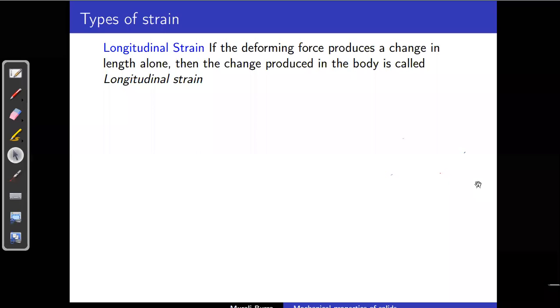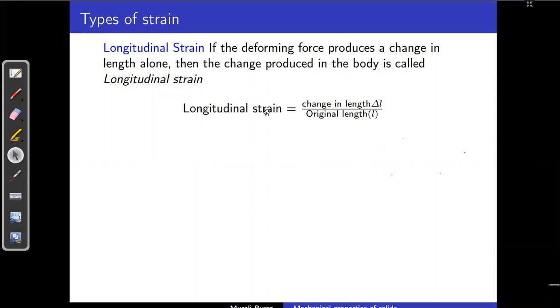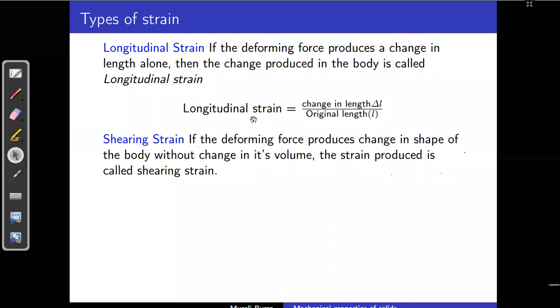Right. So if the deformation produced is along length only, then we call it longitudinal stress. Longitudinal stress, whichever is giving us a strain, that we call a longitudinal strain. Now, for this, if we write, longitudinal strain is what? Change in length by original length. We have already spoken about this: change in configuration by original configuration. What is changing? Length. So change in length by original length, we call it longitudinal strain.